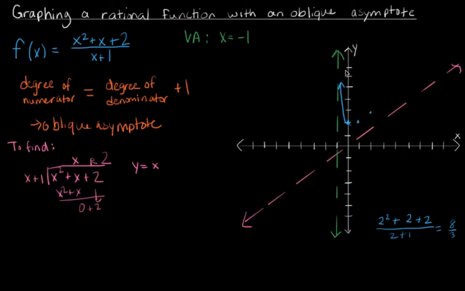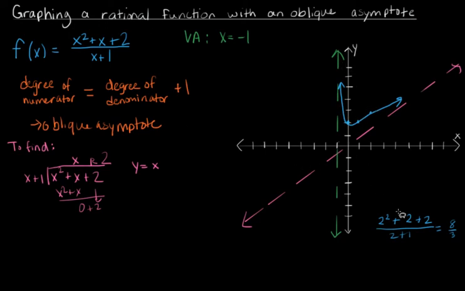Let me see if I can do a better job of that. So it's going to look something like this. Let me try one more time to get a smoother picture here. There we go. Okay, so it's going to look something like that. It's moving toward both of the asymptotes and then going through those points that we found.